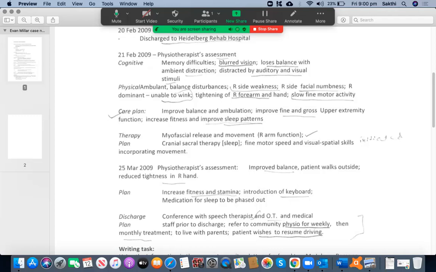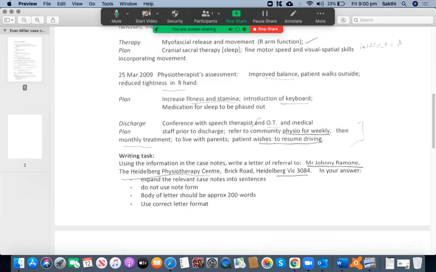25 March 2009, physiotherapist assessment: improved balance, patient walks outside, reduced tightness in right hand, and so on. And then the plan is increase fitness and stamina, introduction of keyboard, medication for sleep to be phased out. And then the discharge is conference with the speech therapist and OT and medical staff prior to discharge, then refer to community physio for weekly and then monthly treatment. So he didn't include the monthly treatment after that. That's not good. To live with the parents, patient wishes to resume driving. That's okay, because that comes under the physiotherapy anyway.